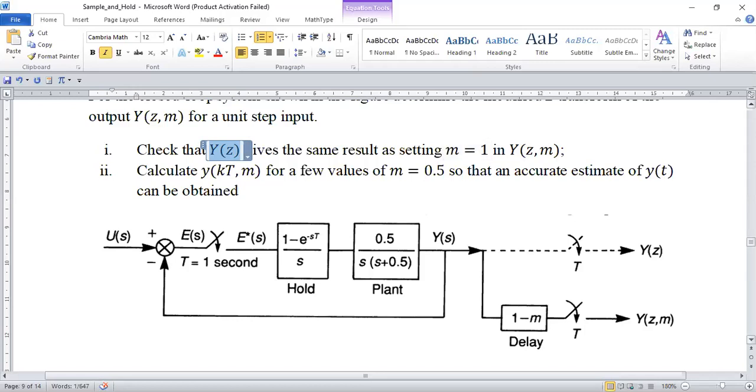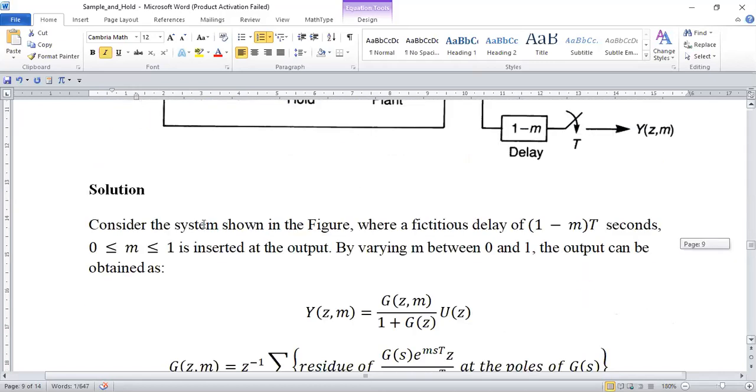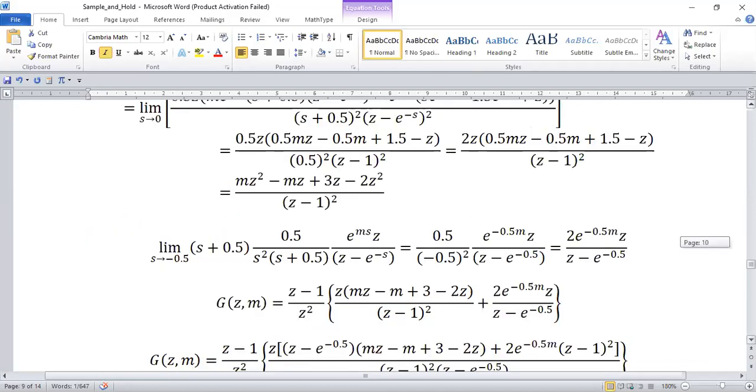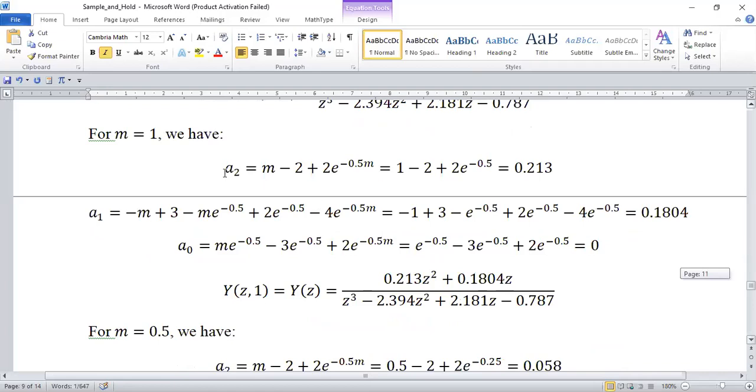I simply told you that the modified Z transform helps us to get the output at intersampling time. For the normal Z transform, you have y(k), and k must be an integer. But for the modified Z transform, m is a real number, so it has a fraction and decimal part. So to say that the answer we got in the modified Z transform was correct, when m is equal to 1, Y(z, m) should be equal to Y(z). That's what we want to prove now. So this was the value of the coefficients we got, A2, A1, and A0.